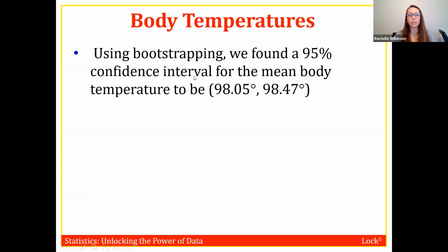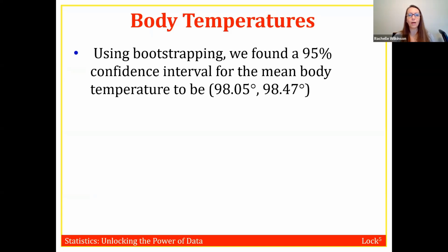Okay, so here's a little example. Let's say that using bootstrapping, we found a 95% confidence interval for the mean body temperature for healthy adults to be between 98.05 and 98.47.